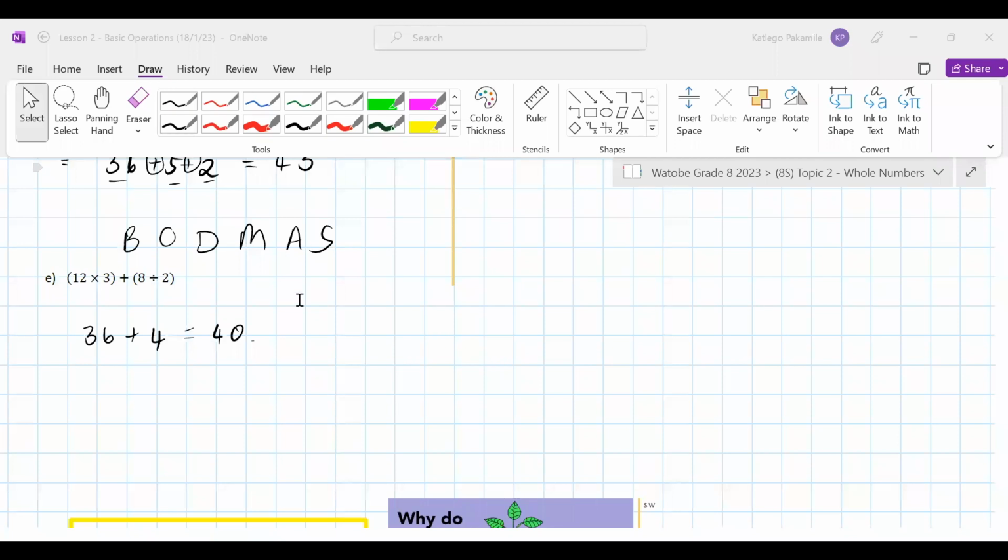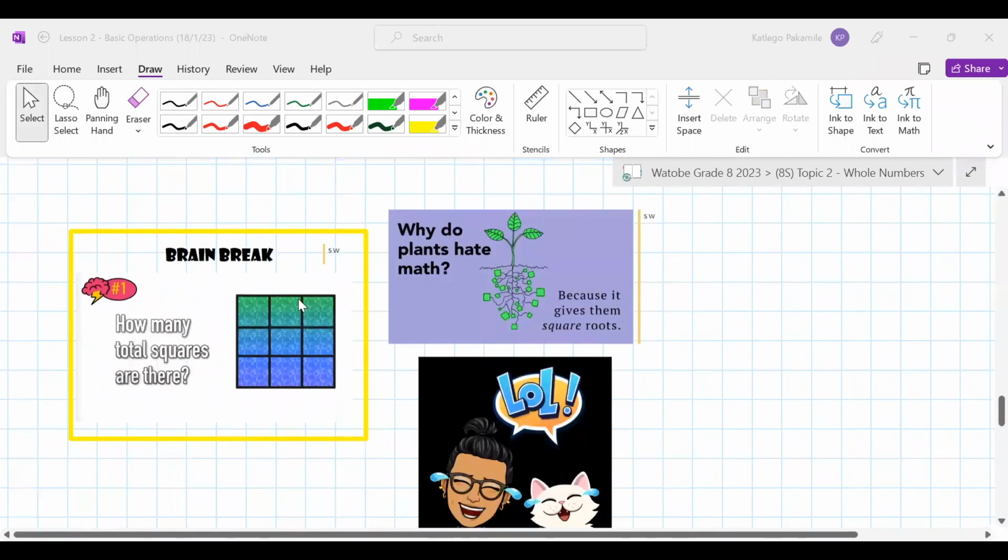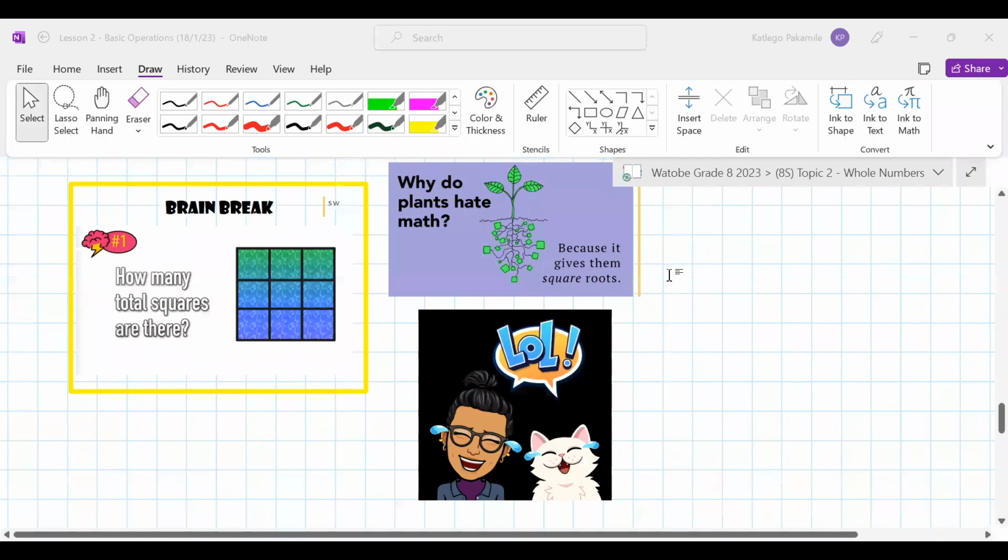Someone is using the calculator because I'm itching, so I have a feeling. Let's look at Sam's joke, guys. Why do plants hate math? Because it gives them square roots. And I am stealing that joke for my own class. Ha! Brain break. I know you guys have been working hard. You guys are actually laughing at the joke. I'm so proud. When I saw it the first time, the other class didn't laugh, and I felt so bad because Yolanda and I died. But yeah, I'm glad you guys are laughing.